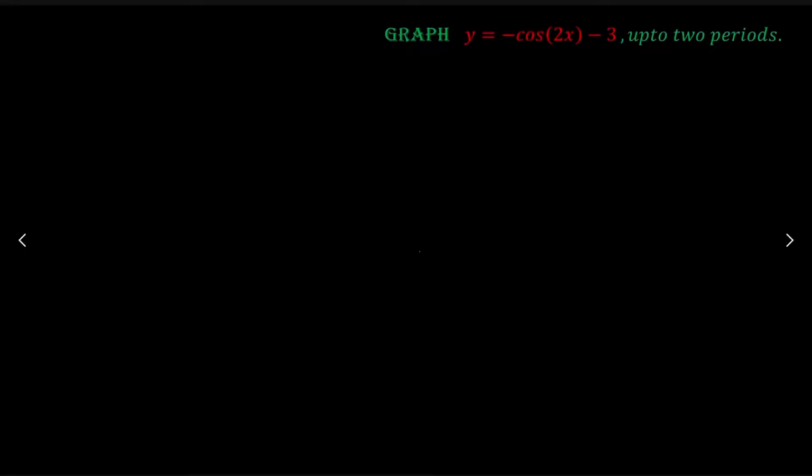We would like to graph y equal negative cosine 2x minus 3 up to 2 periods. Let's write down our function, which is y equal negative cosine 2x minus 3. It's a good idea in the first step to write the general format of our cosine function, which is y equal a cosine bx plus c plus d.